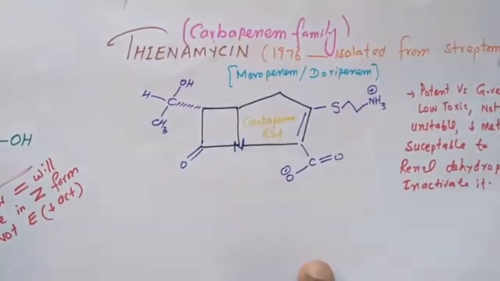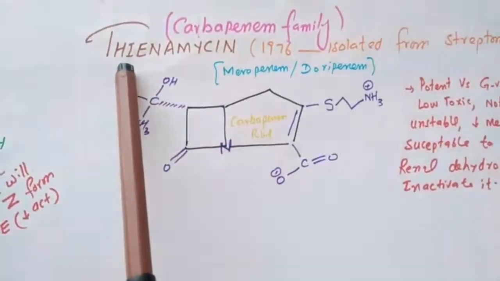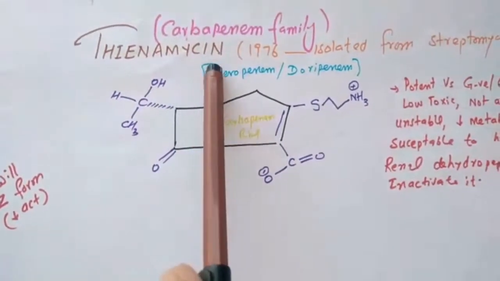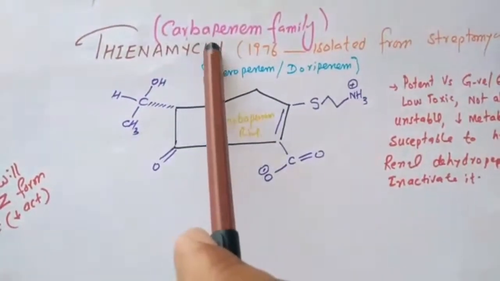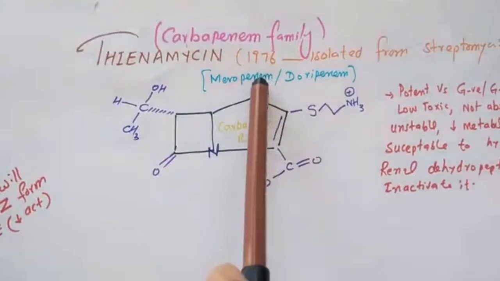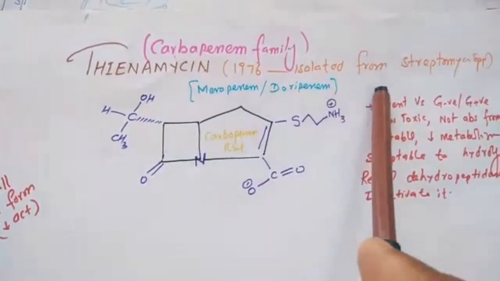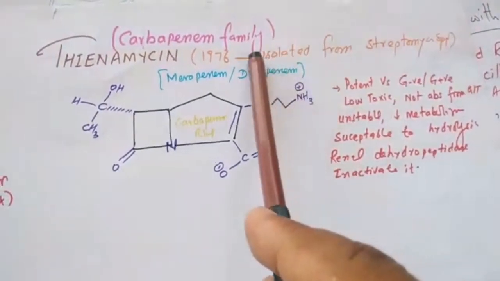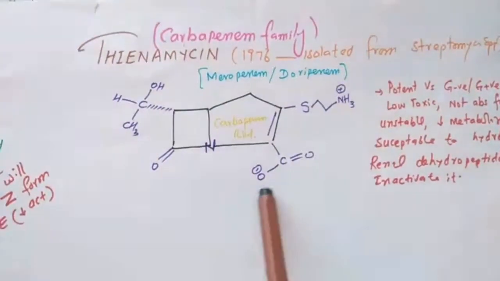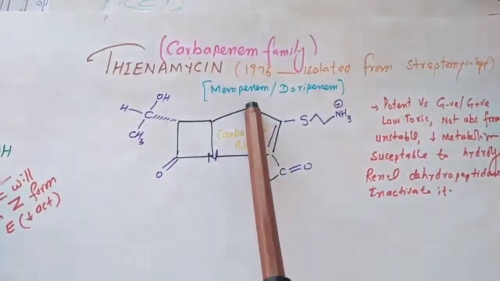Other family including thienamycin. This is also known as the carbapenem family. Meropenem and doripenem belong to this family. This was isolated from Streptomyces species in 1976. This is the structure. Sulfur is replaced by carbon.